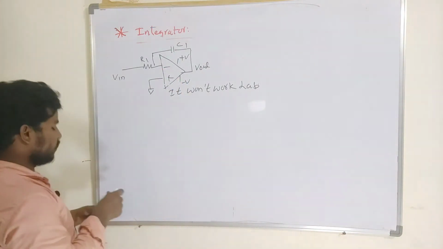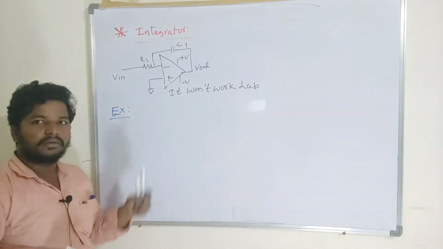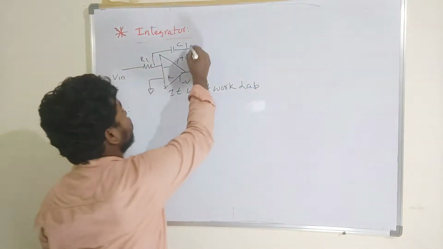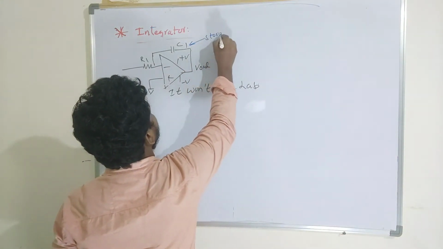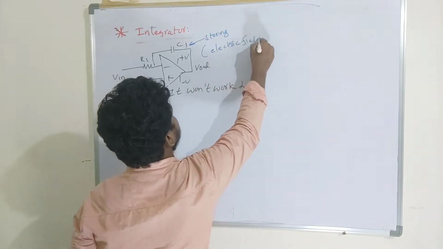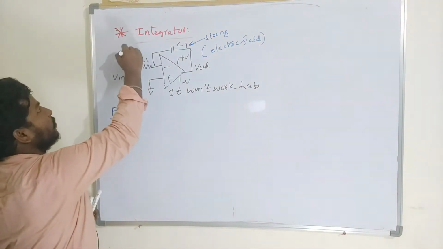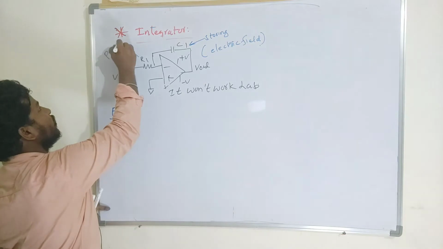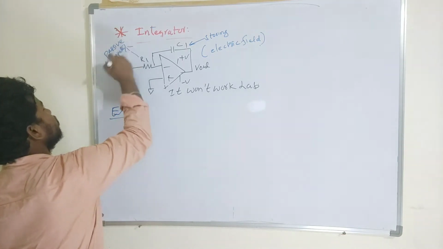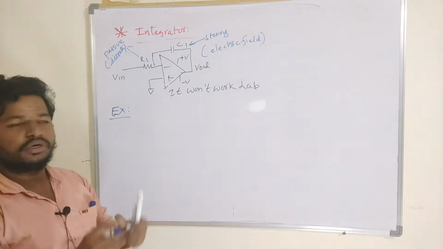I will consider one example today, and we are going to conclude this video by taking it. We know that a capacitor is a storing element which stores energy in the form of an electric field. A resistor is a passive element which only dissipates energy; it won't store any amount of energy.